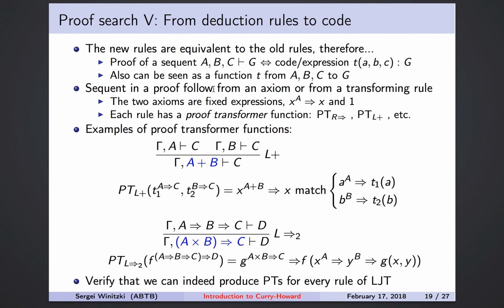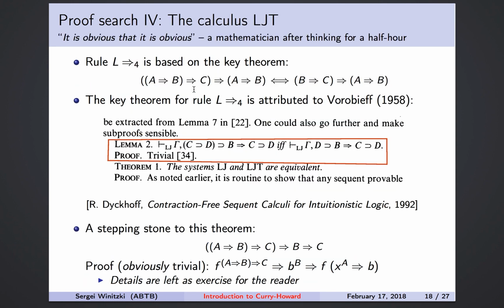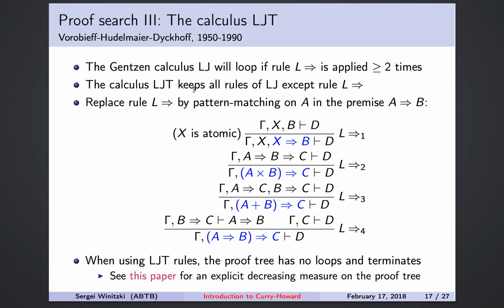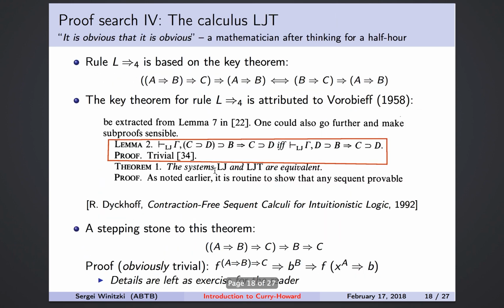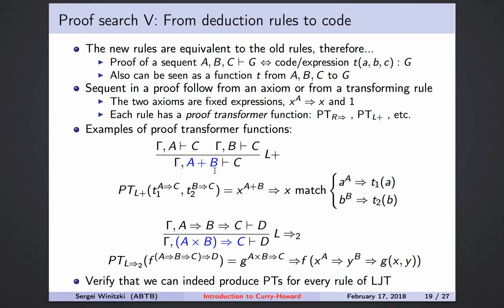So, for each sequent in a proof, we should be able to show either that it follows from an axiom, one of these, or that it follows from a derivation rule. And a derivation rule transforms one proof into another. The axioms are just fixed expressions, as we had before. The axioms actually didn't change between our initial formulation of the logic and the new calculus LGT. They actually did not change.